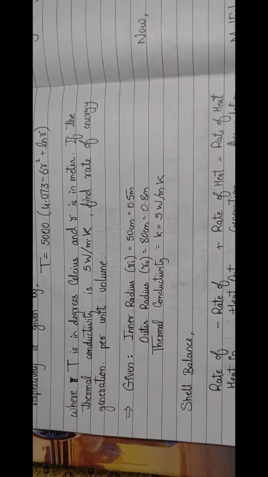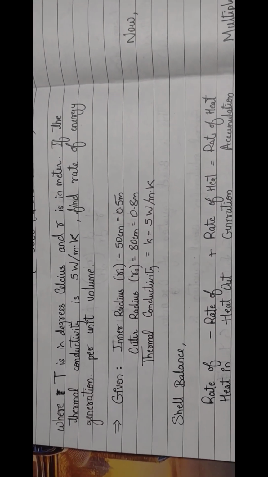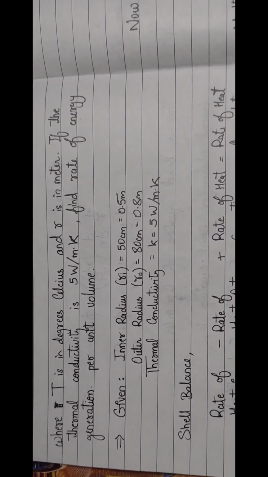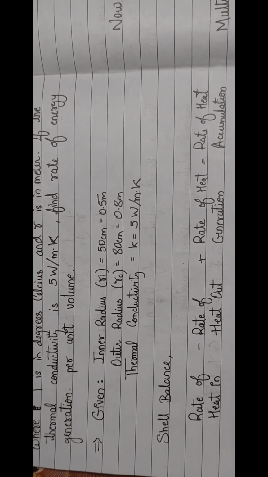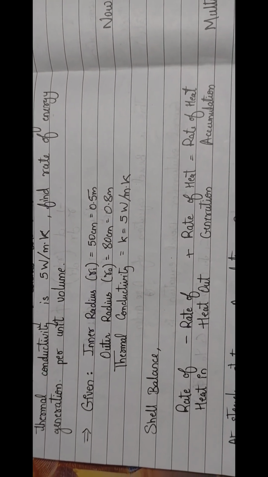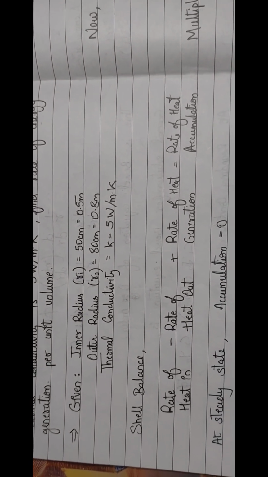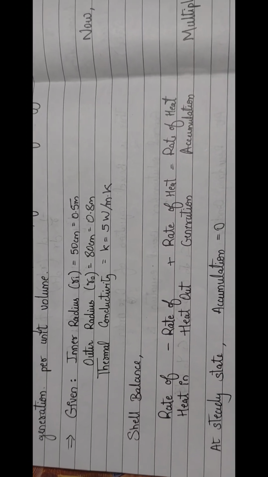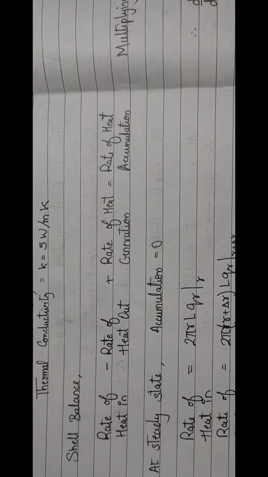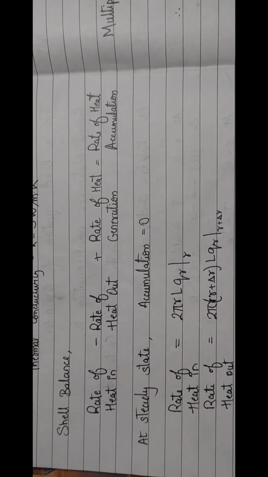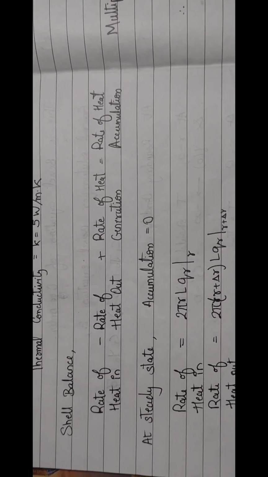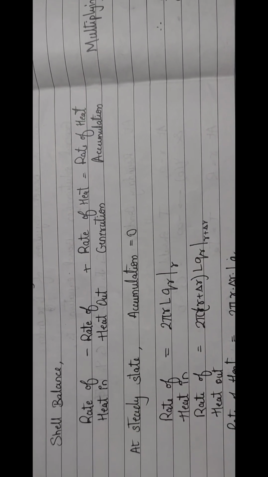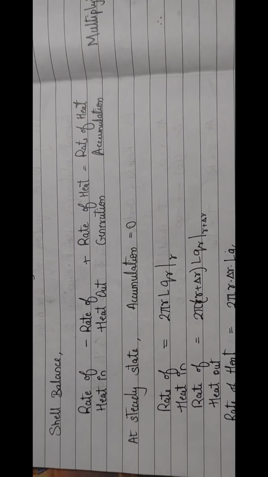Given inner radius Ri is equal to 50 cm, which is equal to 0.5 meter, outer radius 80 cm is equal to 0.8 meters. Thermal conductivity K is equal to 5 watt per meter Kelvin. Now we move to shell balance. We are considering cylindrical coordinate system, and shell balance is, in heat transfer, rate of heat in minus rate of heat out plus rate of heat generation is equal to rate of heat accumulation.